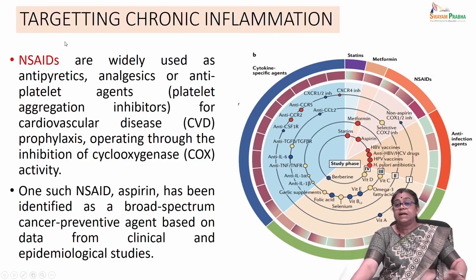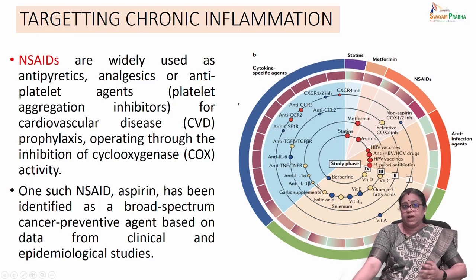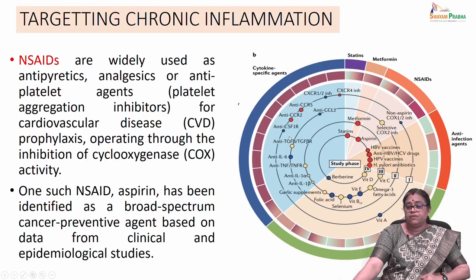So, after targeting the MDSCs, next we come to targeting chronic inflammation. As we all know, any chronic inflammation is conducive to oncogenesis, conducive to tumor formation. Inflammation is something that we always need to pay attention to. We all know non-steroidal anti-inflammatory drugs are widely used as antipyretics, analgesics, and antiplatelet agents. They operate through the inhibition of COX activity, the cyclooxygenases. One such NSAID, aspirin, has been identified as a broad-spectrum chemopreventive agent based on data from several clinical and epidemiological studies.